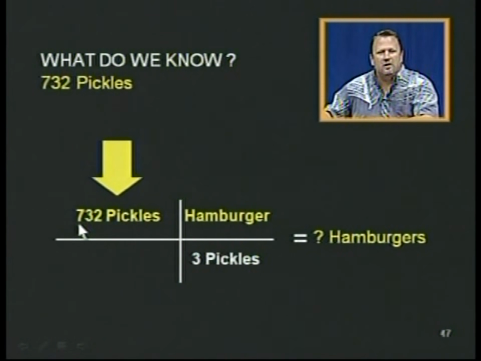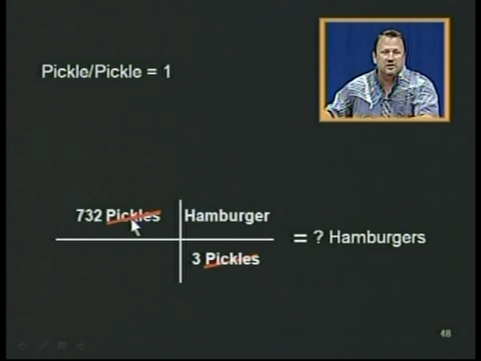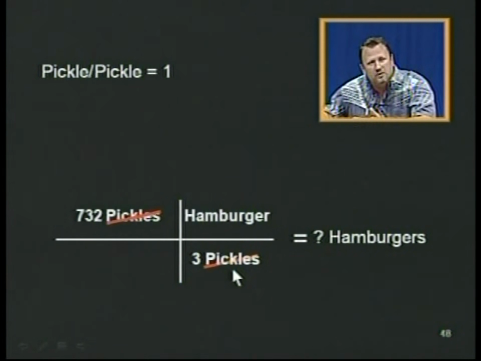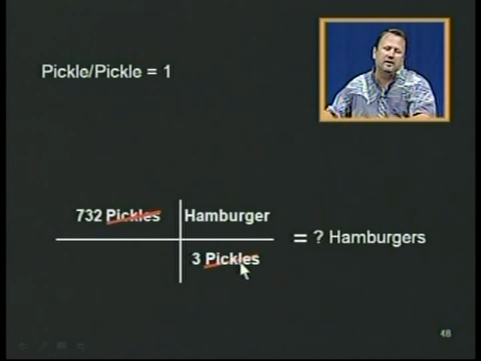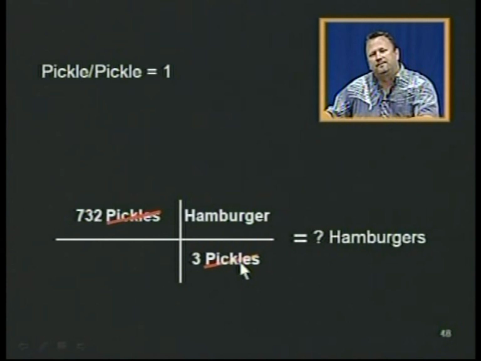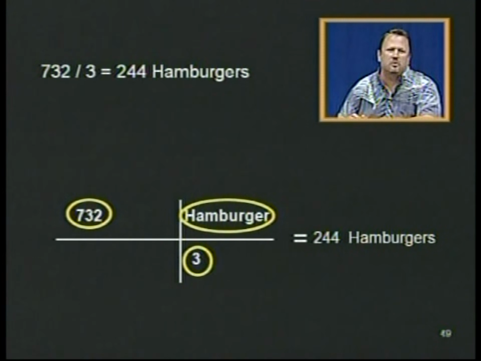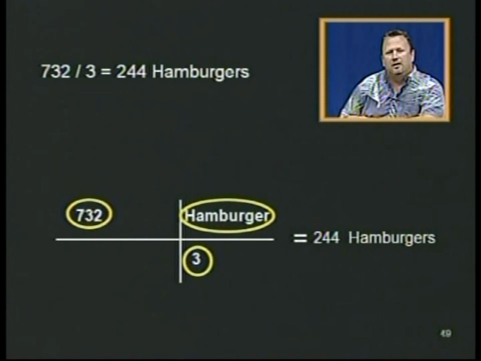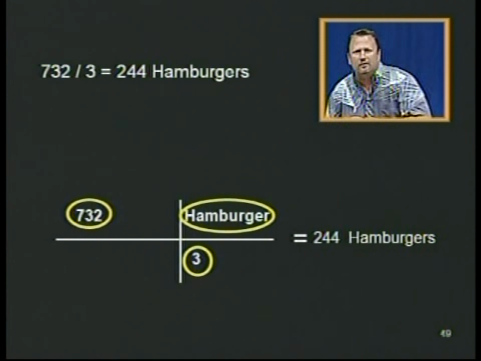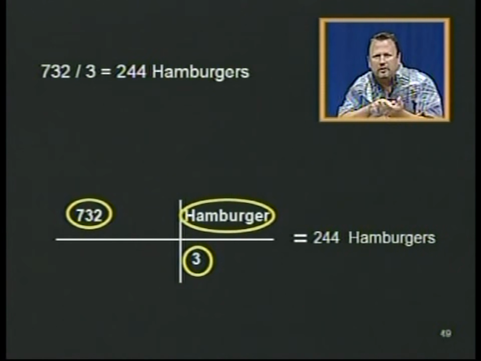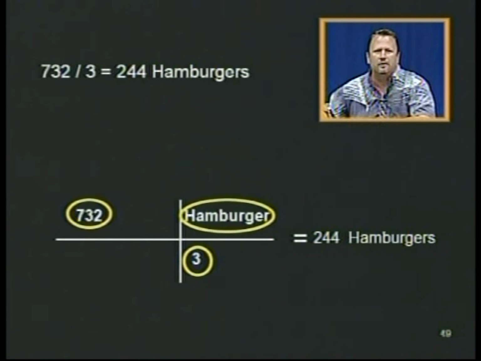So we know we have 732 pickles. And if we take those 732 pickles and divide by 3, notice our pickles are going to cancel out. And the only thing left is hamburgers. Because a pickle over a pickle is equal to 1. And 1 times anything is a complete waste of time. And that's where we get 732 divided by 3 equals the 244 hamburgers. Those of you with your calculators can double check and make sure.